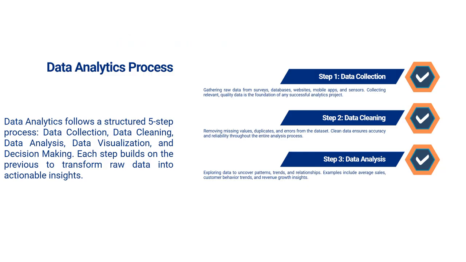So the data analytics process, as I said, has 5 steps. Data analytics follows a structured 5 steps: data collection, data cleaning, data analysis, data visualization, and decision making from the data. Each step builds on the previous. You get raw data, you collect the data, maybe from mobile apps, from sensors, from databases, from websites. All this data is collected.